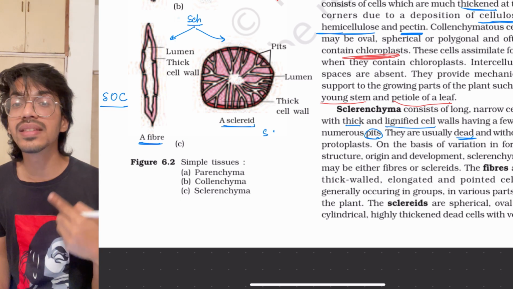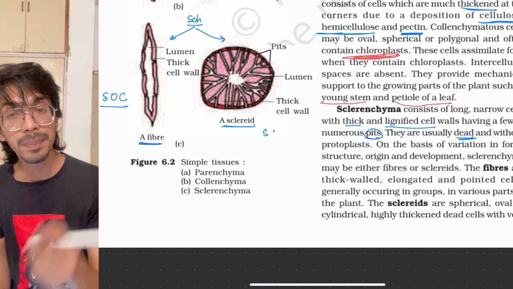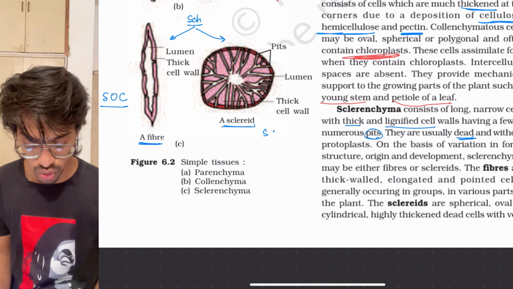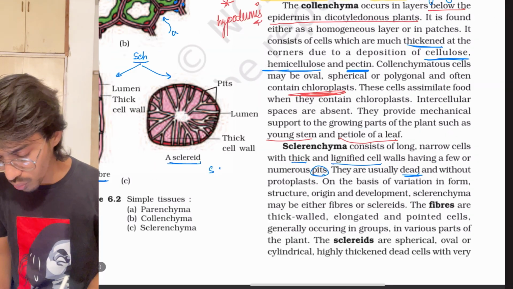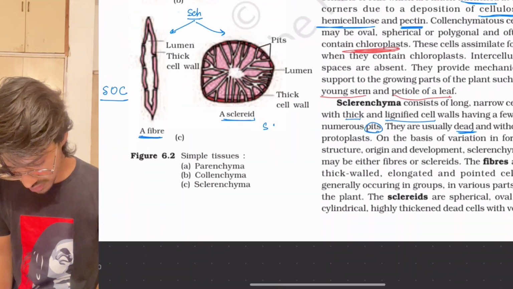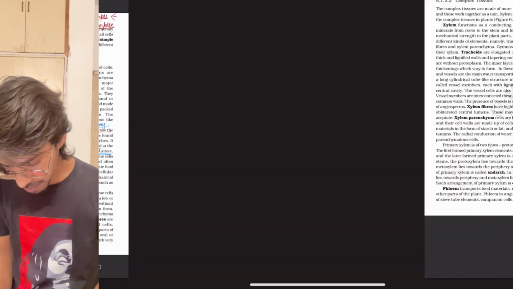They are present in the seeds of guava, pear, sapota. Okay, so these examples of sclerids are super important. So sclerenchyma, I told you, has multiple types. Okay, I think I just forgot to take the picture.